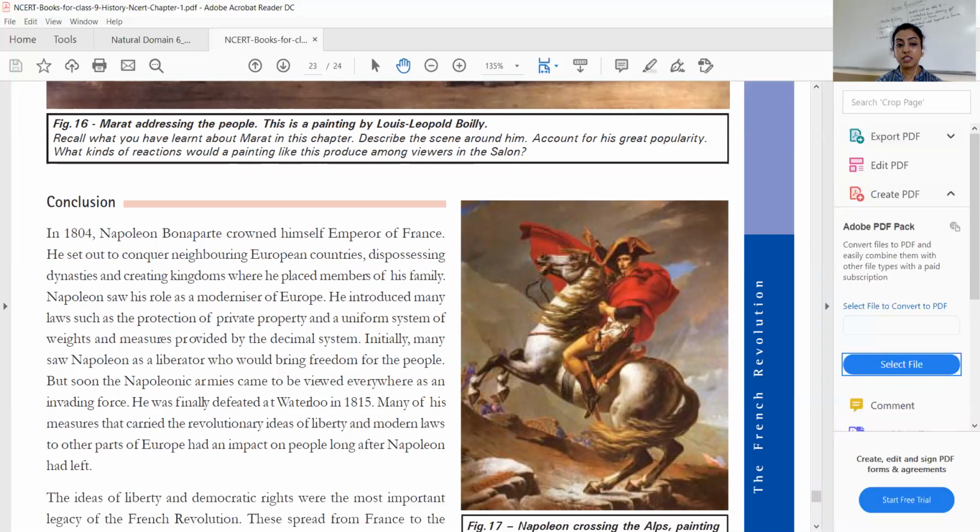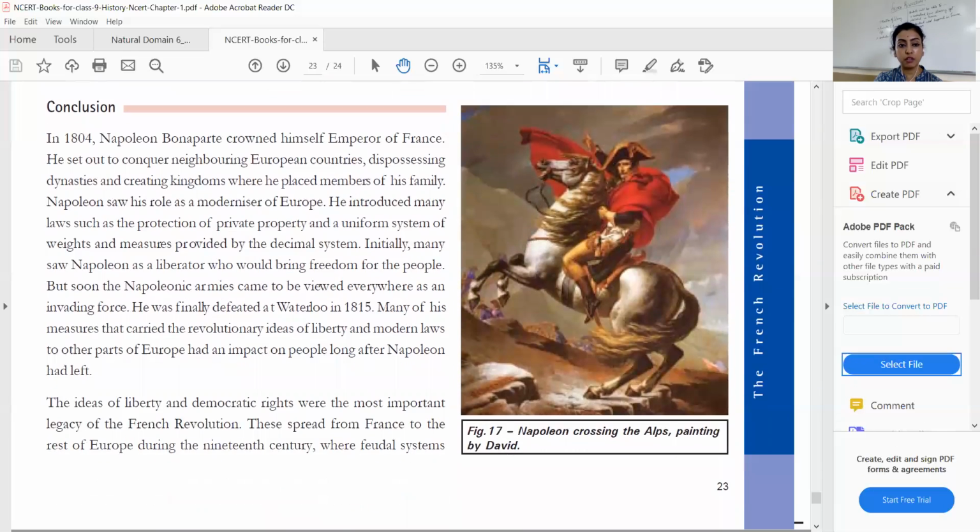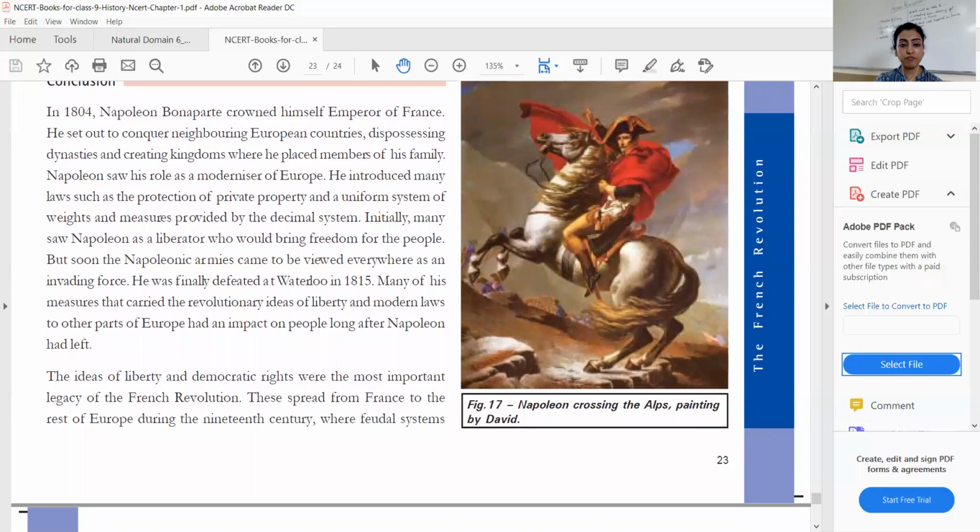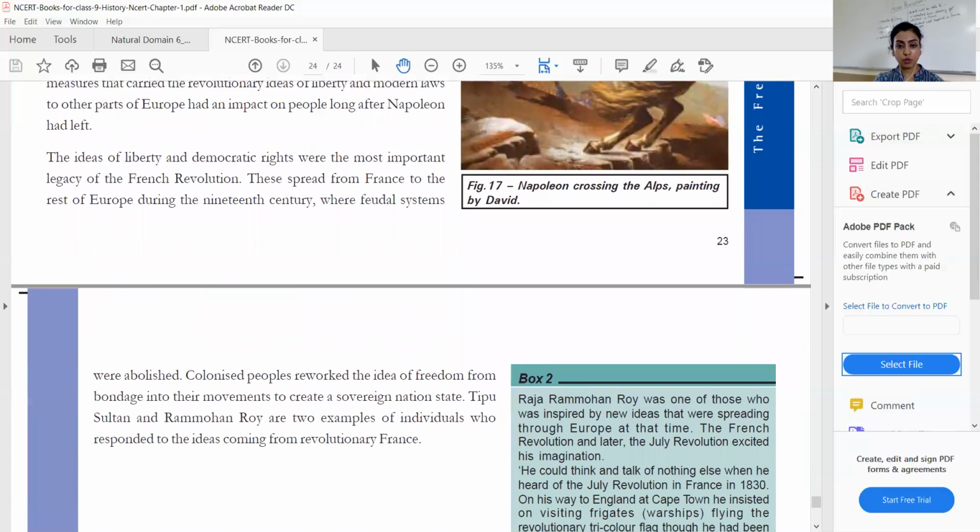Many of his measures that carried the revolutionary ideas of liberty and modern laws had an impact on people after Napoleon had left. You can remember that Napoleon initially talked about liberty and fraternity, so his ideas also spread to other parts of Europe. The ideas of liberty and democratic rights were very much central to the French Revolution, as I said at the beginning of the chapter. It all came from the French Revolution, and from France it started to spread to other parts of the world.